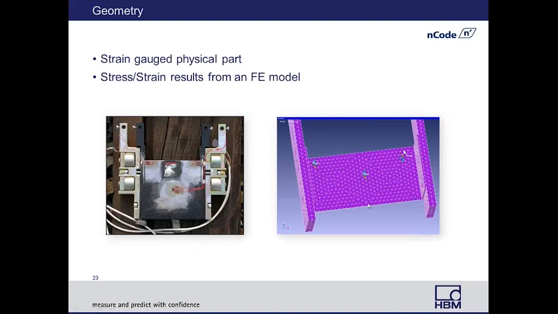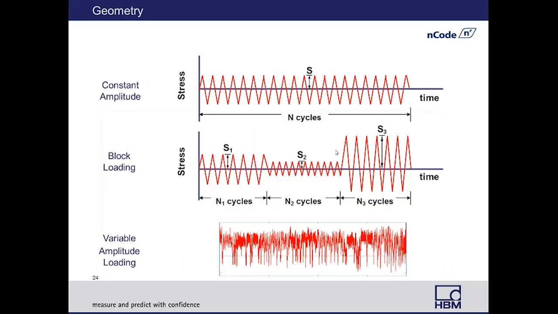And the other approach might be if we're doing predictive fatigue calculations. The geometry could be in the form of an FE model, where we have solved for some stresses due to a certain loading condition, and we can take that into nCode and do some post-processing on that and some predictive fatigue calculations. The loading environment can be in a number of different forms.